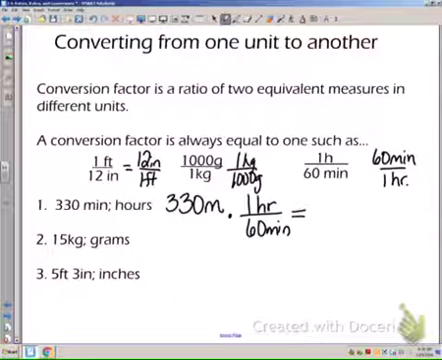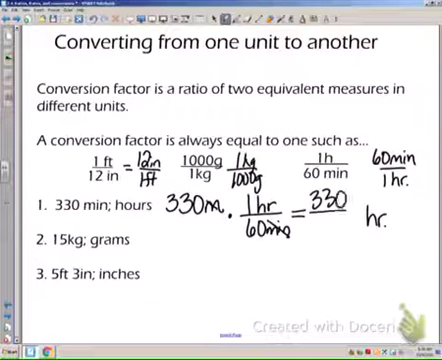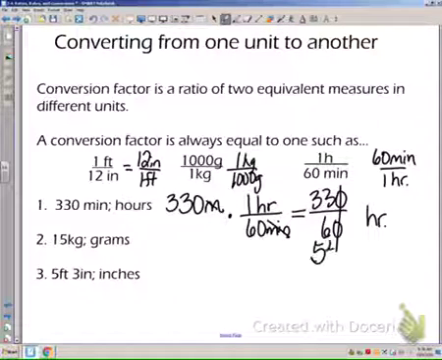Look what happens. I have minutes on top, minutes on bottom. They cancel out, and I'm just left with the unit of hours. Well, 330 over 60. I know right off the bat my zeros are going to cancel. So now I'm just asking myself, what is 33 divided by 60? And 33 divided by 60 is 5.5. So it would be 5.5 hours. So 330 minutes is equivalent to 5.5 hours.